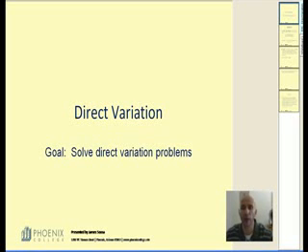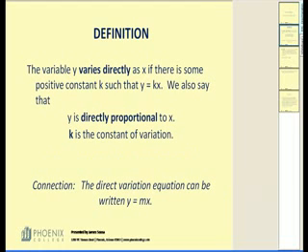Today we'll be looking at direct variation, and our goal is to solve direct variation problems. The variable y varies directly as x if there is some positive constant k such that y equals k times x. We also say that y is directly proportional to x, and k is called our constant of variation.